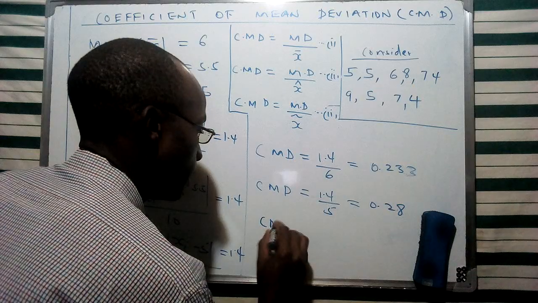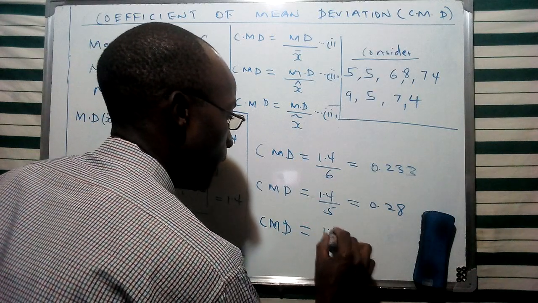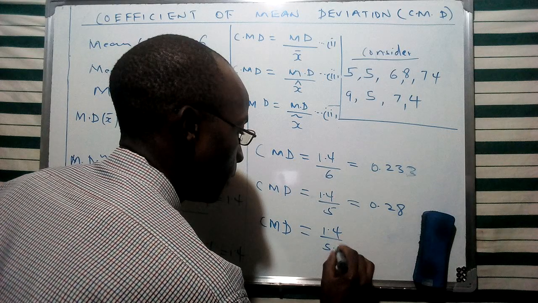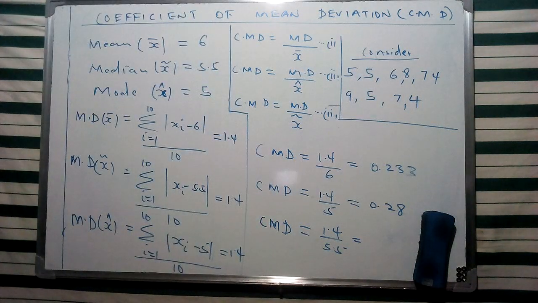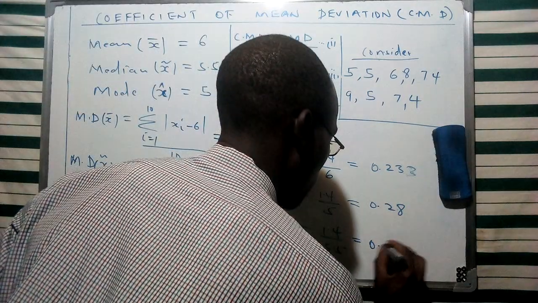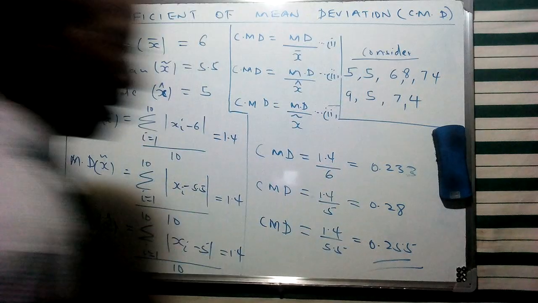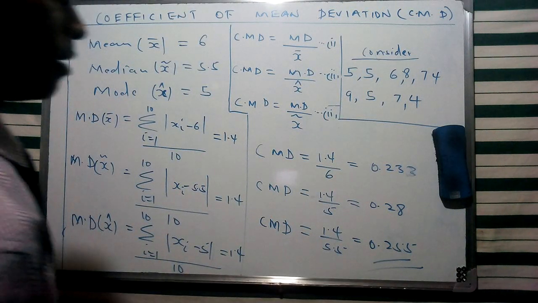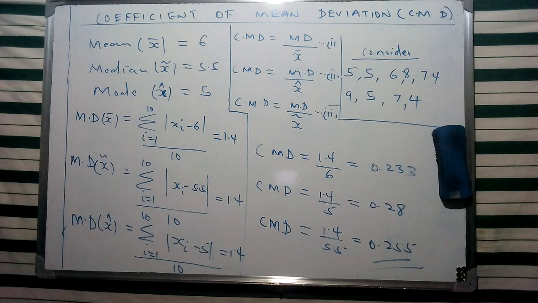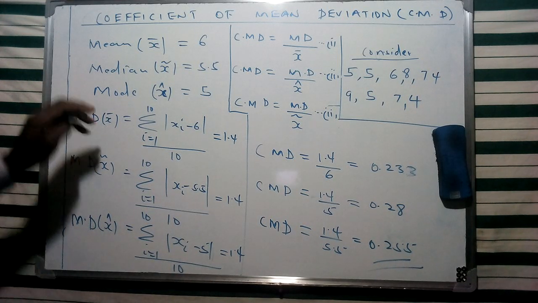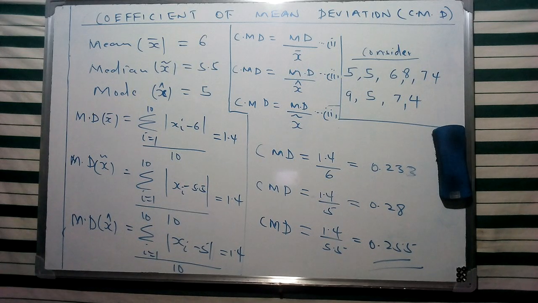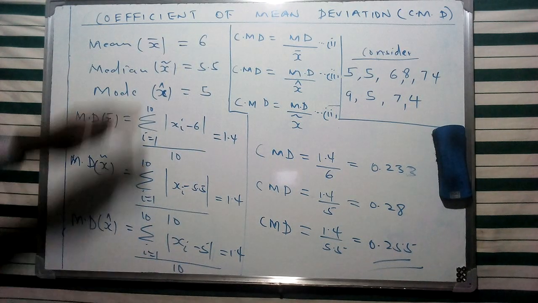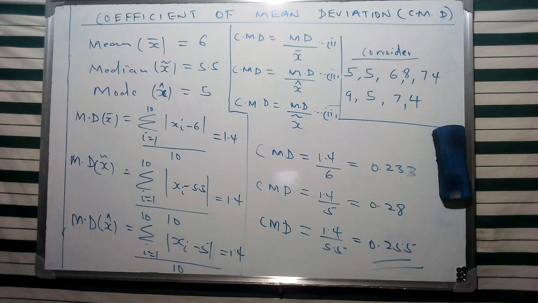And then lastly, we're going to find the coefficient of the mean deviation about the median, which was a value of 5.5. I'm going to do an evaluation of that one. So this is going to be 0.255. So kindly do an evaluation to confirm this, especially the last figure. In case we find a difference, kindly give us a notification in the comment section so that we can do a rectification. Now in this case, this is how we are going to evaluate various aspects of the coefficients of mean deviation for different averages: the mean, mode, and median.